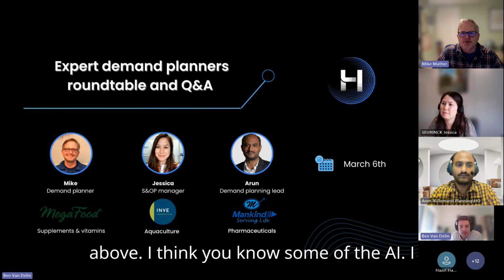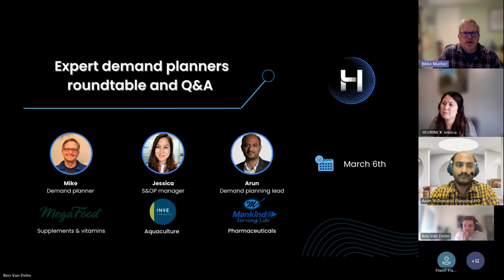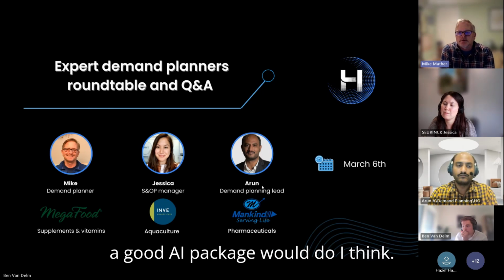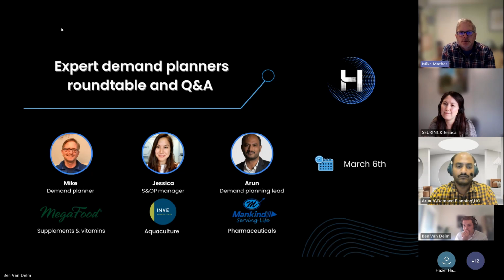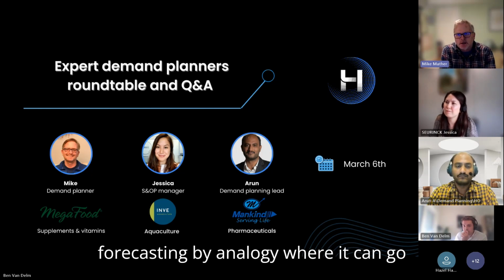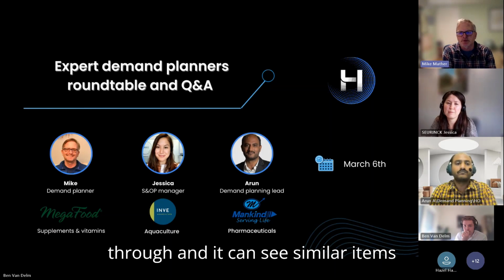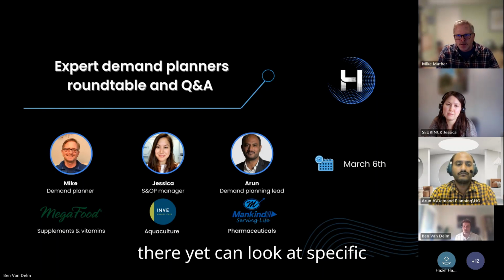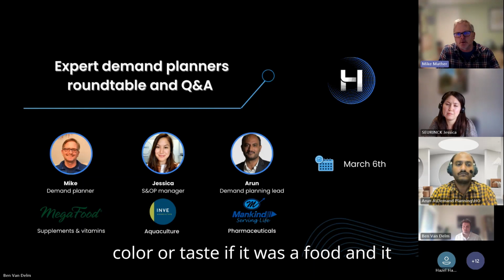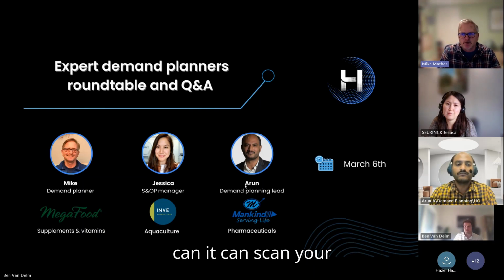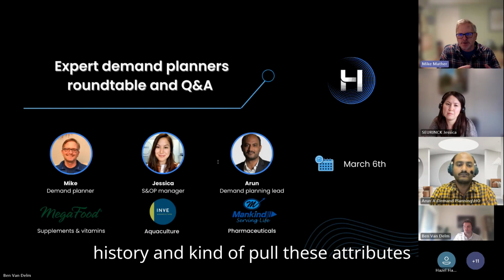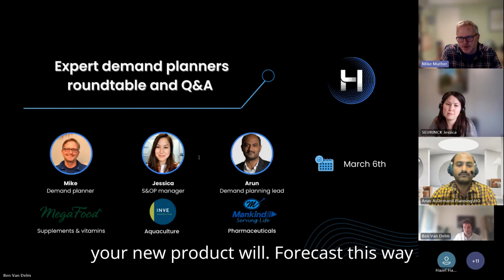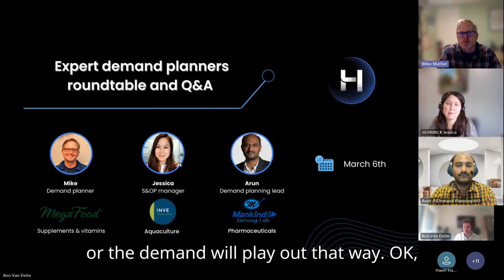All of the above. I think I'm on my second AI platform. Generating a baseline and then a lift aspect is something that a good AI package would do. I think for new product introduction, forecasting by analogy, it can go through and see similar items that might have similar attributes. I think the best platforms, we're not there yet, can look at specific attributes, like color or taste if it was a food, scan your history and pull these attributes together and say, based on this, maybe your new product will forecast this way, or the demand will play out that way.